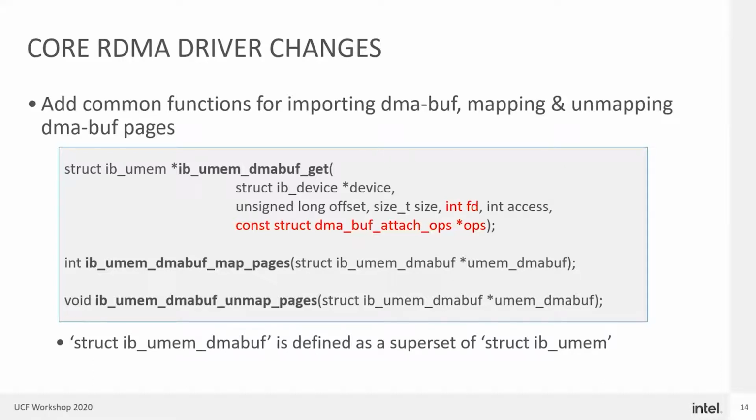Those are similar to the regular ib_umem_get function, but with additional parameters like a file descriptor, and also the attachment ops that have the necessary information for attaching the device to the DMA buff. The map page function is wrapped around the DMA buff calls to map the DMA buff object and retrieve the DMA address list. Those functions are called by the device drivers to do the actual operation.